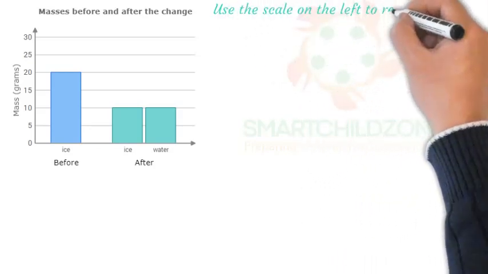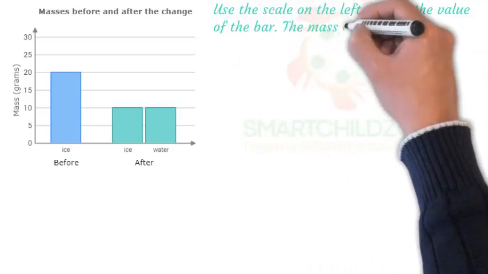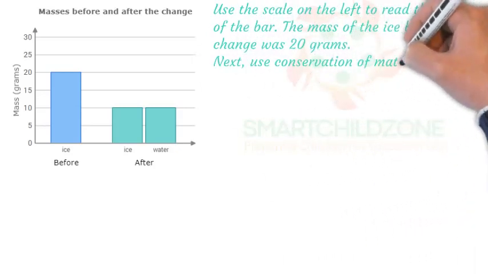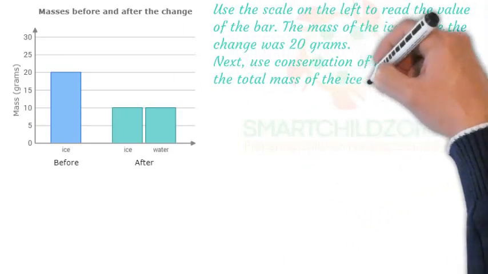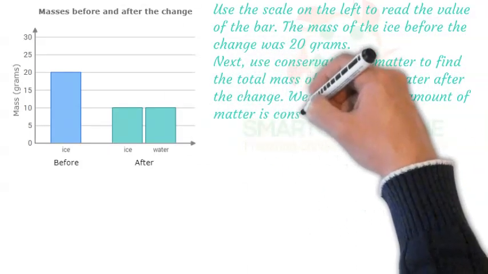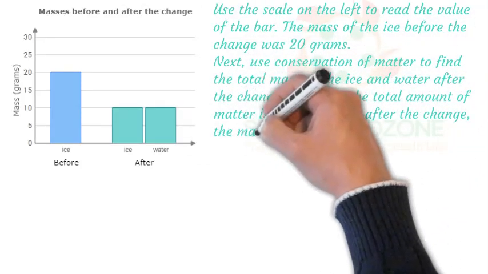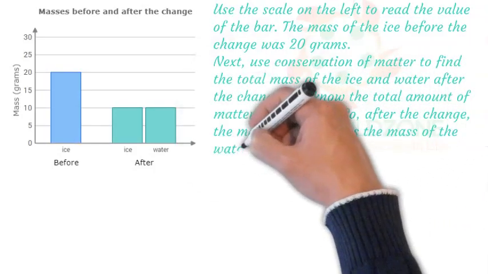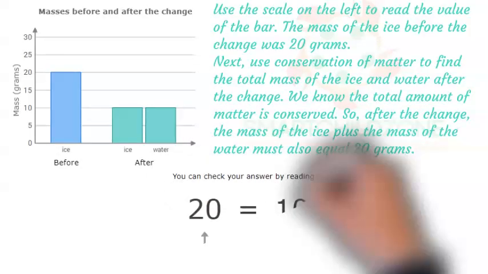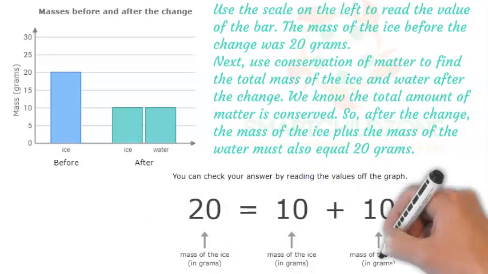First, find the bar showing the mass of the ice before the change. Use the scale on the left to read the value of the bar. The mass of the ice before the change was 20 grams. Next, use conservation of matter to find the total mass of the ice and water after the change. We know the total amount of matter is conserved. So after the change, the mass of the ice plus the mass of the water must also equal 20 grams. You can check your answer by reading the values off the graph.